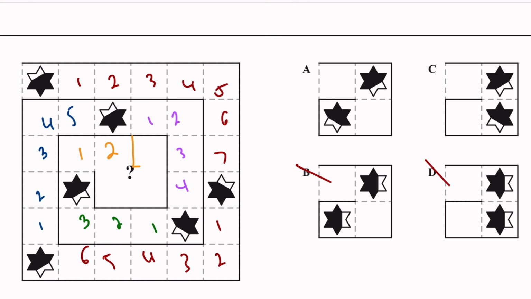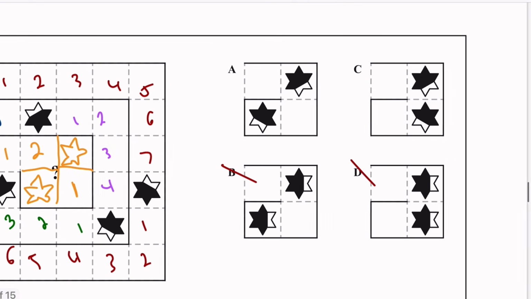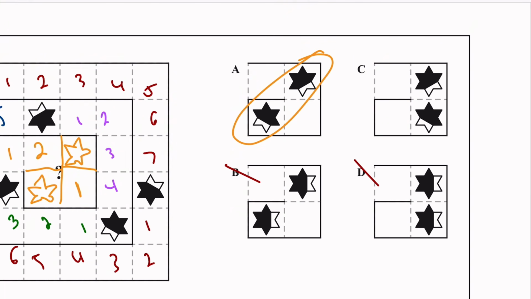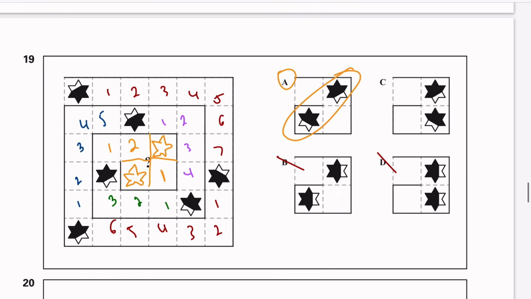So it should be on the top right. A star should be on the top right, the first star. Then it moves. It should have a 1 gap. So it should be over here. There should be a star over here. So which one has this, A or C? A, because A has the diagonal look that we wanted. So A is our answer.